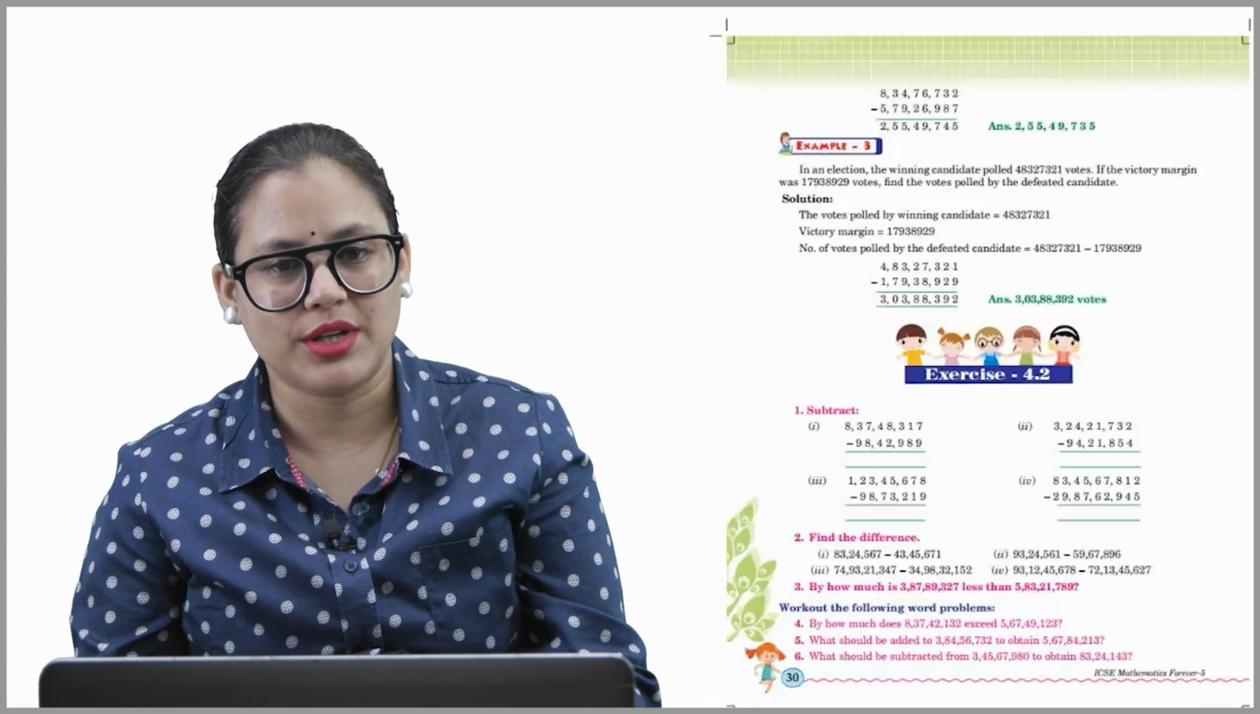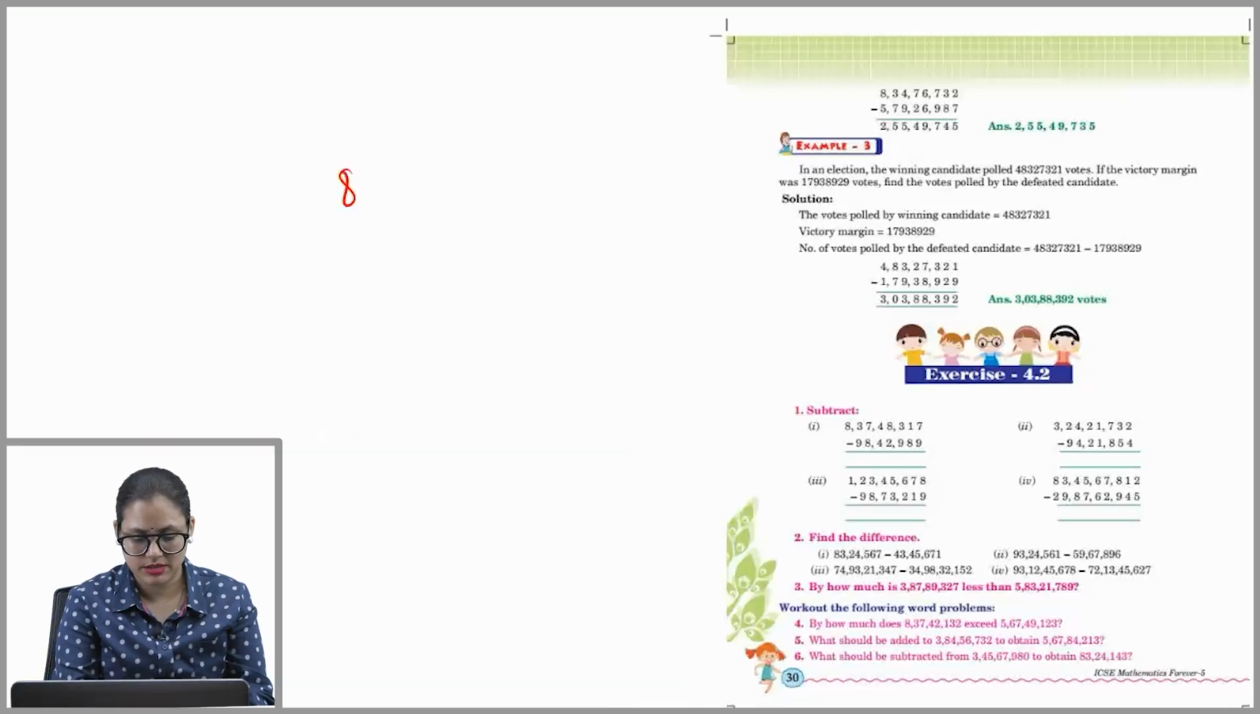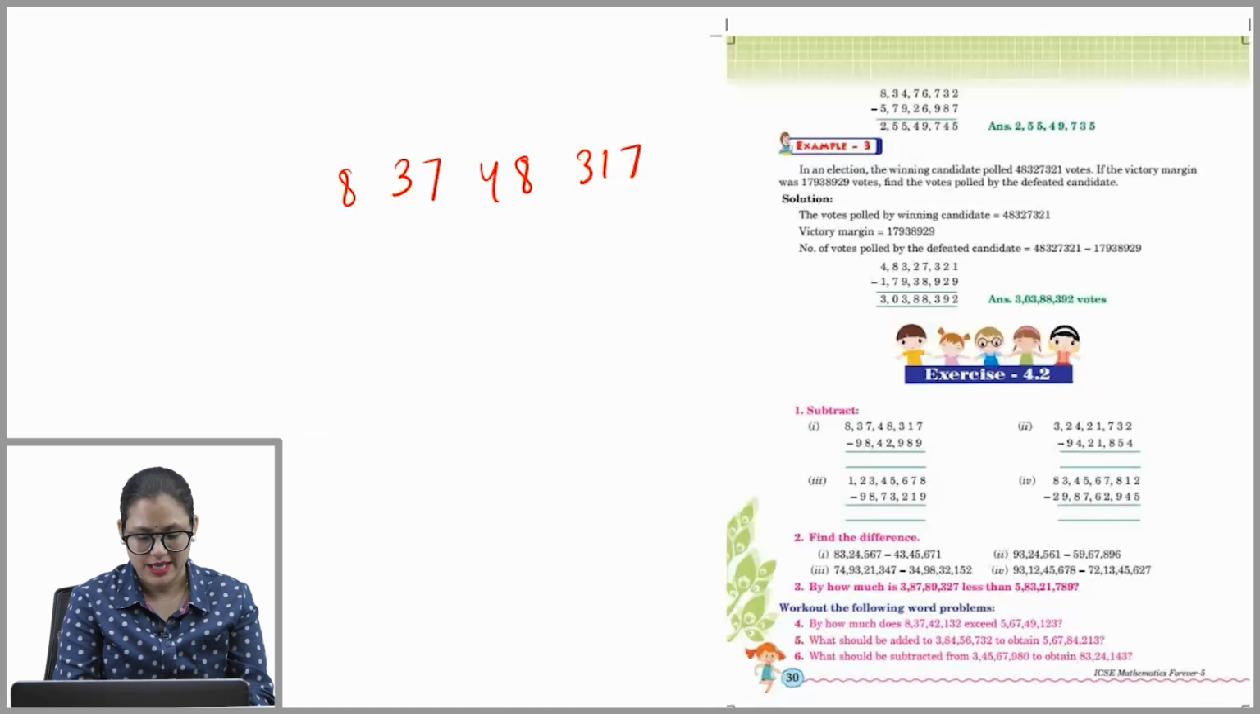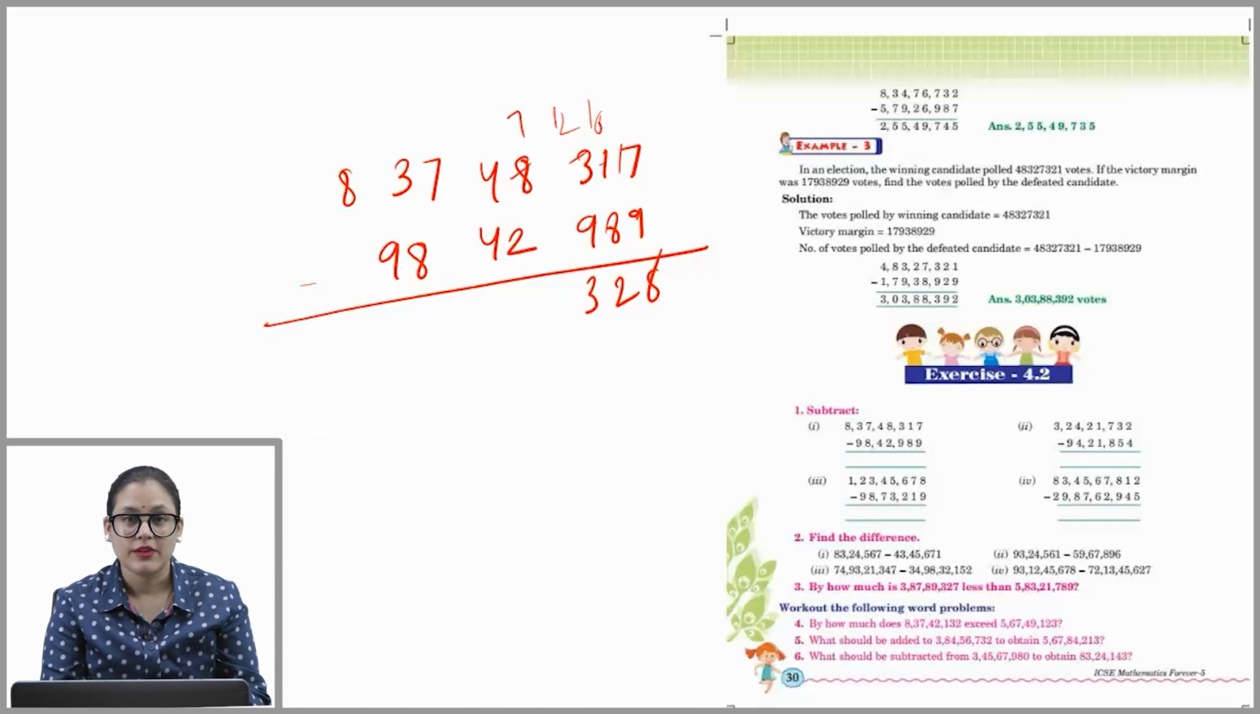Exercise 4.2, you have to subtract. So, what will you do? 8, 3, 7, 4, 8, 3, 1, 7. Then 9, 8, 4, 2, 9, 8, 9. You cannot subtract 9 from 7, so borrow from here. Now, 17 minus 9 is 8. You cannot subtract 8 from 0, borrow from here. 10 minus 8 is 2. Again borrow from here. 12 minus 9 is 3.